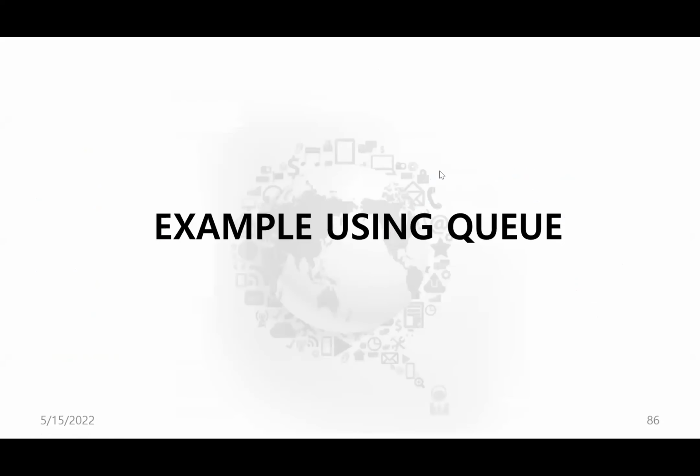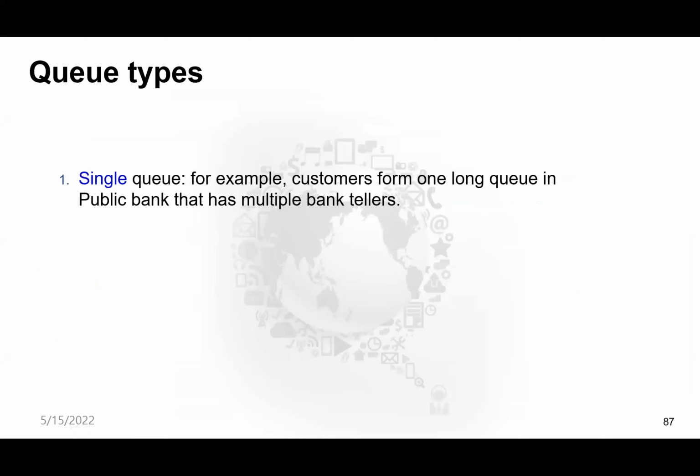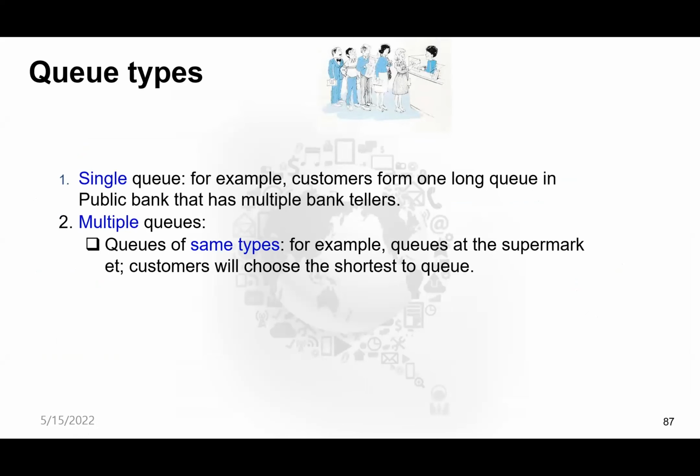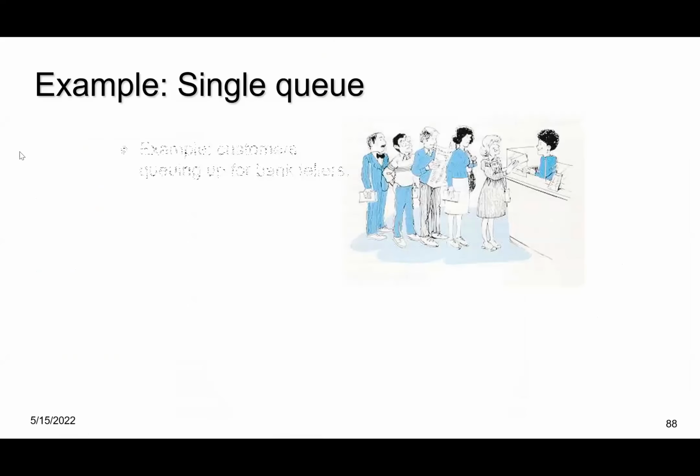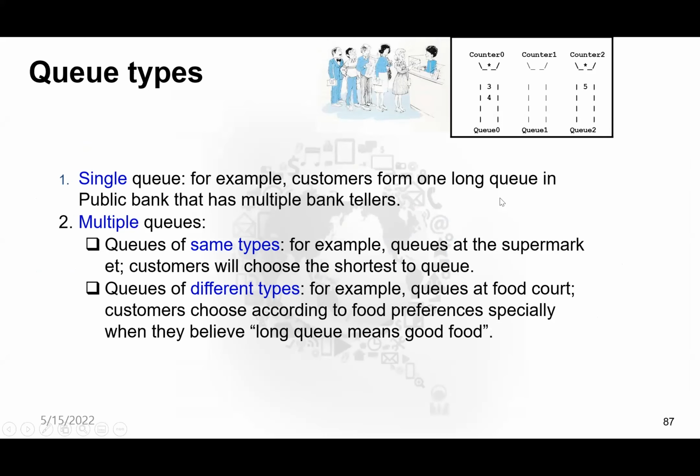How can you use a queue to solve some problem? Okay, the example for queue, I'm going to use simulation. Okay, so first let's look at what kind of queue we can create. We can create a single queue. For example, you have customers forming a long queue in a bank that has multiple bank tellers, which are counters. Okay, this one is where every counter has its own queue, the diagram here.